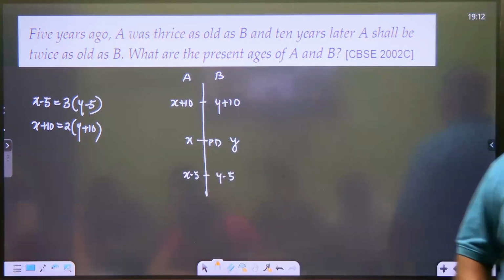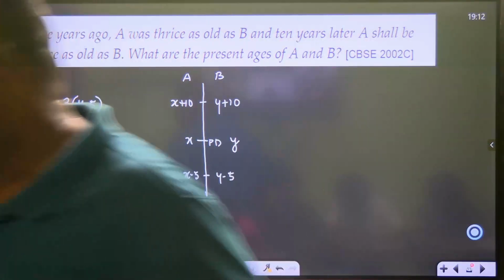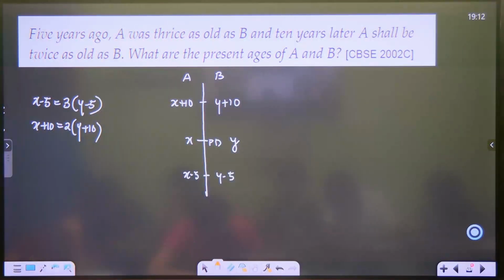Next question, I will not do the bamboo. You will make the bamboo and you will correlate. Such answers cannot come in negative. Such answers cannot come in decimals. If you are getting something like that, understand that you have run into some problem.